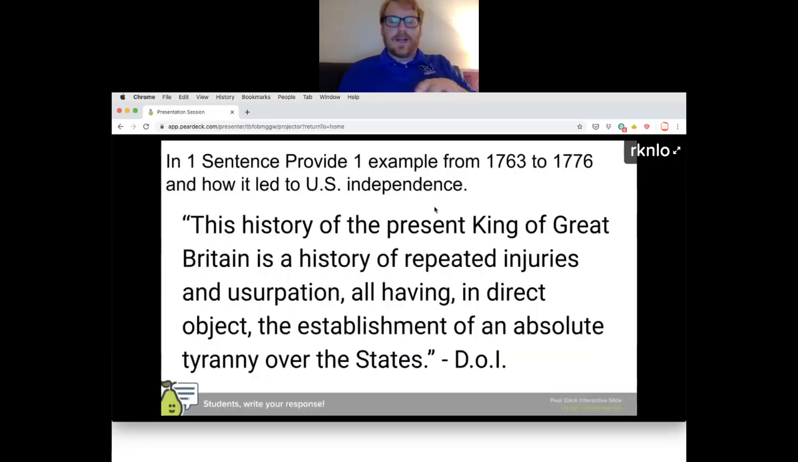All right. So we're going to stop here. It should pop up with the text box. I want you to give me one sentence to provide an example from 1763 to 1776 and how it led to U.S. independence. So let's read this.